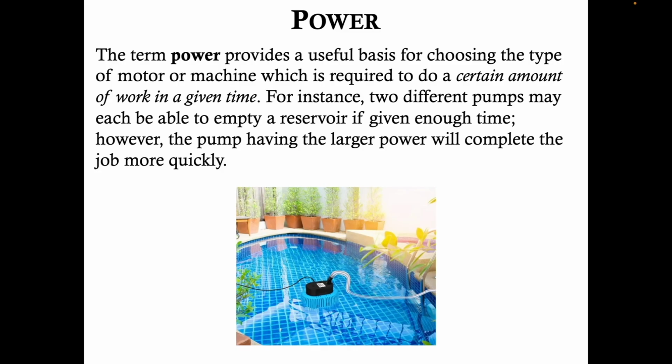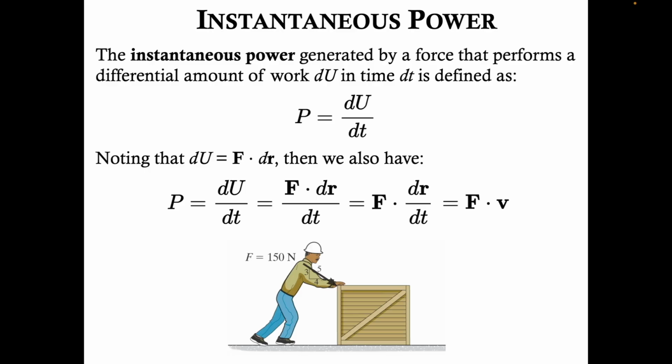the job more quickly. The instantaneous power generated by a force that performs a differential amount of work dU in time dt is defined as follows, where power P, a scalar quantity, equals dU over dt. That's the differential amount of work done over the differential time dt.